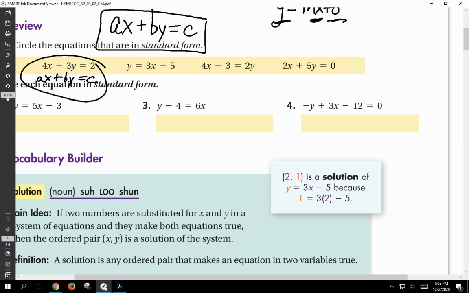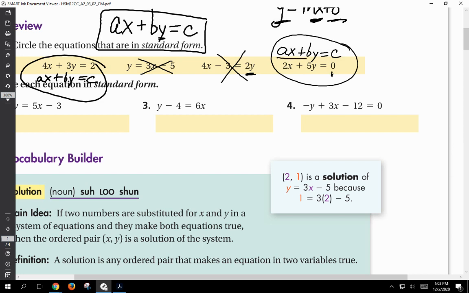Next one is not in standard form. This is point slope form. So that's not standard form. This one is not standard form either because the y has to be on this side. And you can see the y on this side. And this one is standard form because we have the ax plus by equals the c. Even though the c is 0 here, it's still standard form. So it's a very, very easy concept. As long as you know standard form is right here, the information has to look exactly the same.